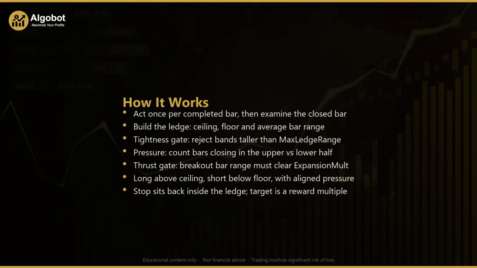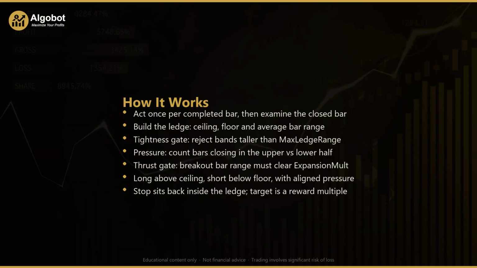At the same time, it adds up each bar's range and divides by the lookback to get the average bar range. These few numbers drive everything that follows. Next comes the tightness gate. The strategy compares the box height to the average bar range. If the box is taller than the max ledge range setting allows, it concludes this is a trending leg rather than a true consolidation, and it stands aside. This keeps the strategy focused on genuinely coiled, sideways structure.